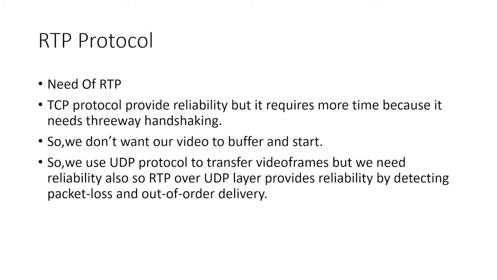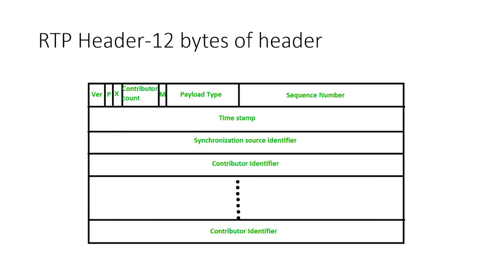So we add RTP protocol over the UDP layer, so it will provide reliability by detecting packet loss and out of order delivery of packets. So this is the structure of the RTP header, which is of 12 bytes. The first one is the version. It will indicate the version of the RTP protocol we are using.